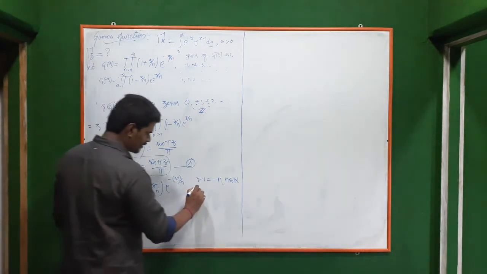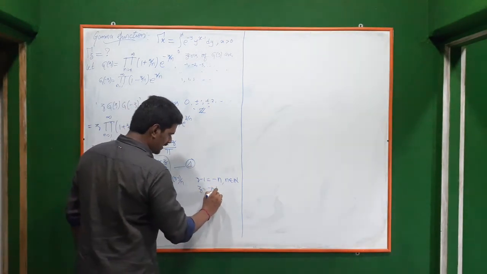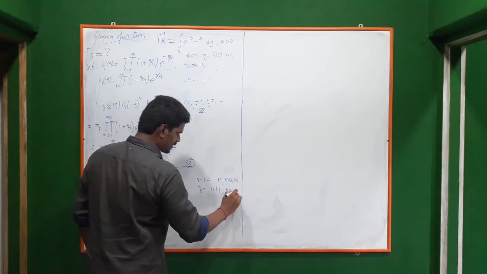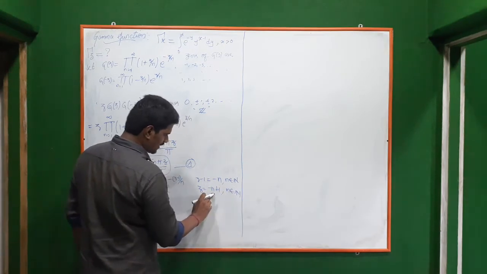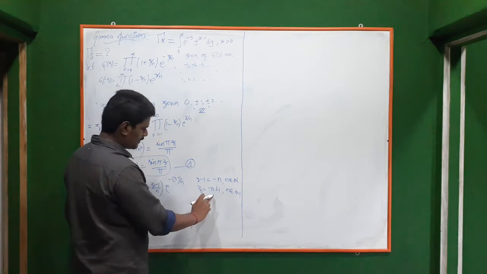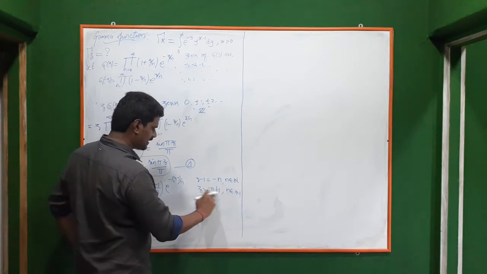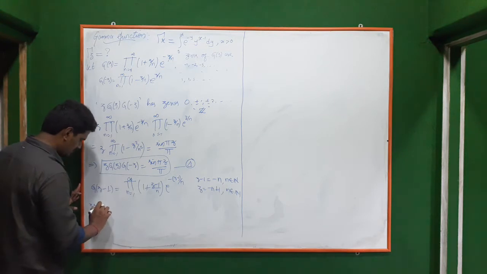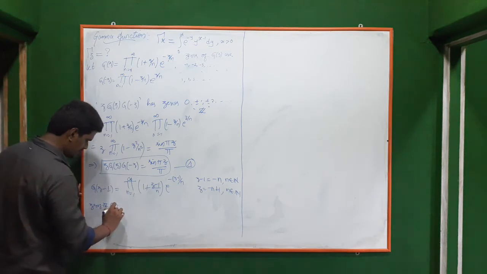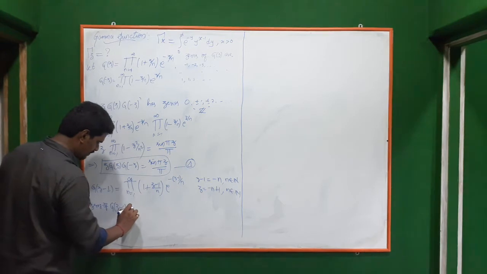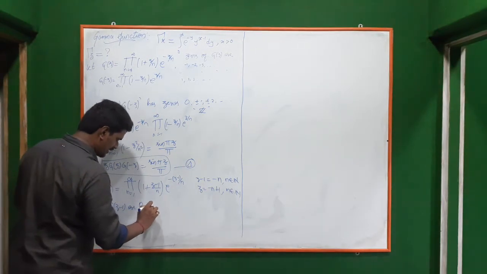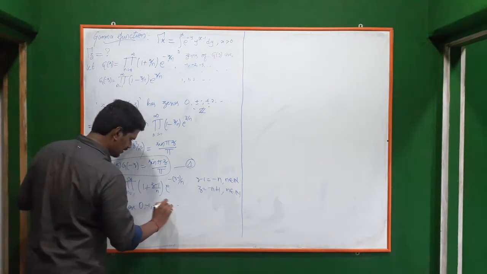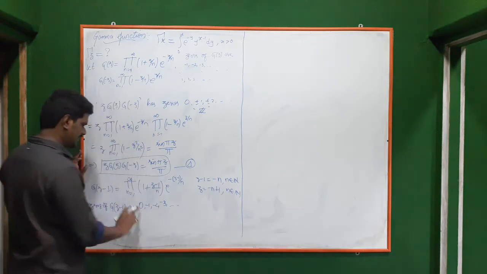That means what is z? z is minus n plus 1, n belongs to N. So n belongs to N means it includes zeros also, because n is 1 means it will be 0. So zeros of g of z minus 1 are 0, minus 1, minus 2, minus 3 and so on. All the negative integers with 0.